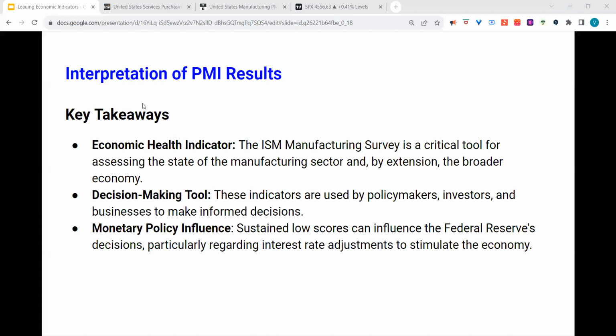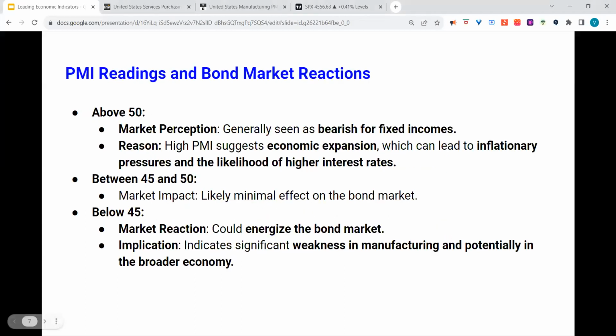Now moving on to the specific impact of the PMI on the bonds and the stocks. First, looking at the bond market reactions, when the PMI is above 50, we know that the economy is growing, right? When the economy is growing, there is a risk-on sentiment. So bonds, which are generally safe haven instruments, take a backseat. That's why it's bearish for fixed income instruments like bonds. And when it is between 45 and 50, it's a kind of indecision state, so it will have minimal impact on the bond market.